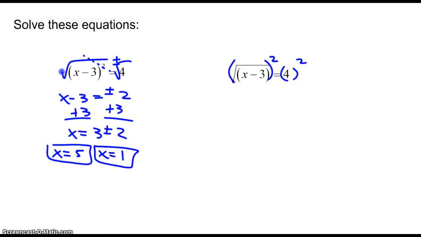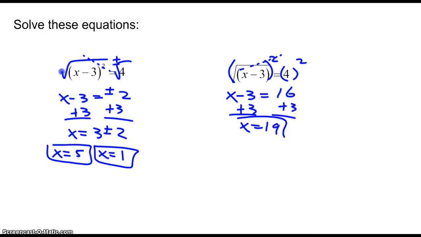Remember that whatever you do on one side, you have to do on the other to keep everything balanced. And again, the square root and the square are going to cancel each other's effects out because they're inverse operations. In this case, 4 squared is 16. We only have one answer in this case, which will be x is 19. We don't have to do the plus or minus because, well, you'll see when we do other examples that we don't have that situation where there's two solutions.